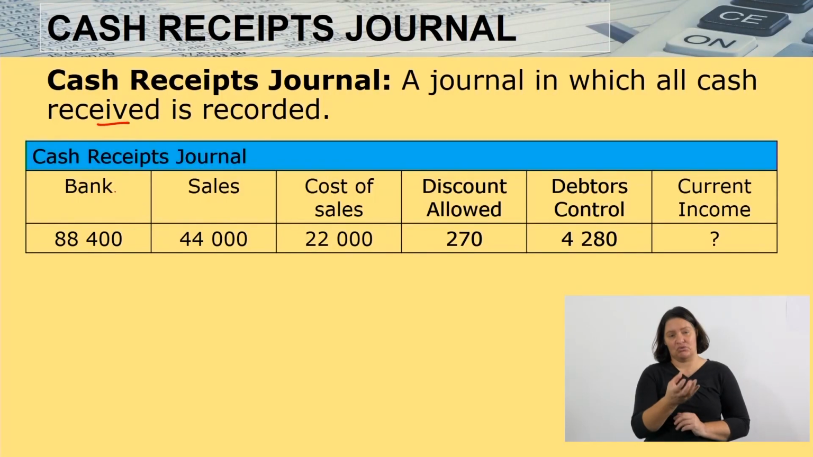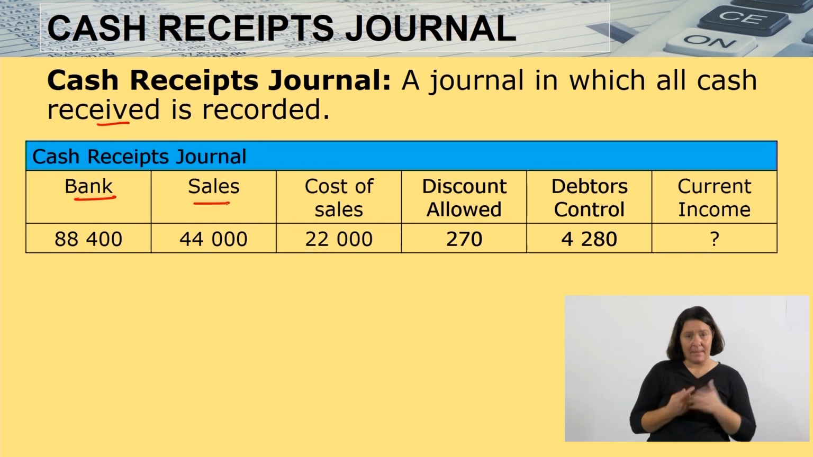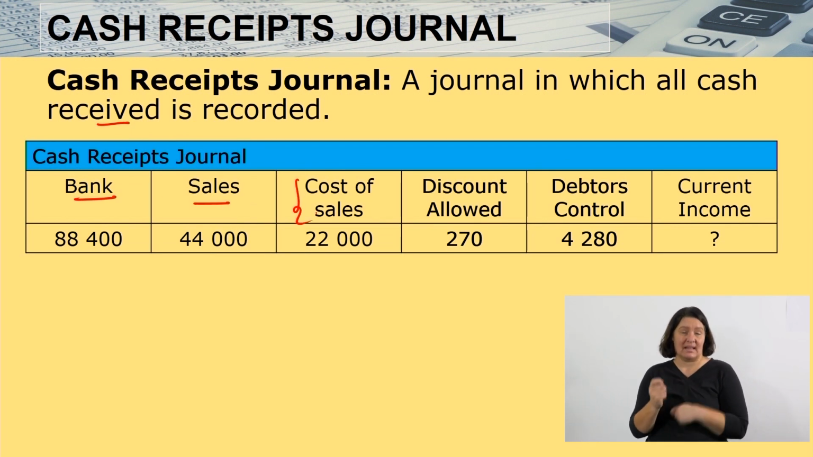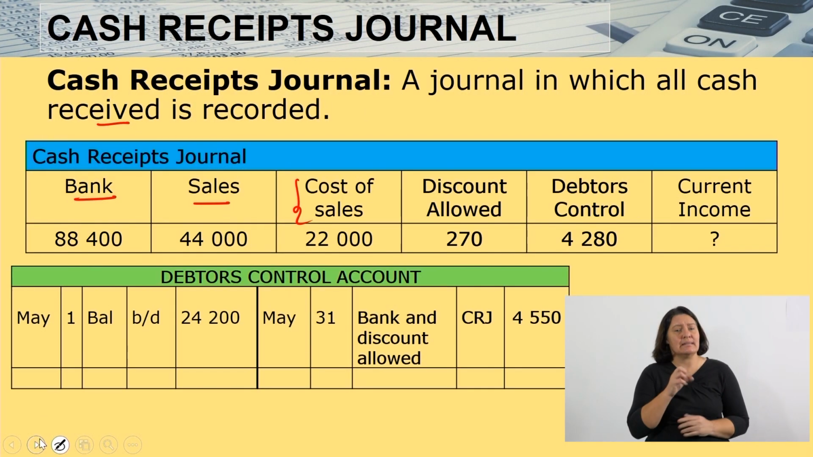Let us then see. Here is my cash receipts journal. So I have my bank, I have my sales, and then I have my cost of sales, my discount allowed, as well as my debtors control amount. Remember, when my debtors pay, I record that amount in my cash receipts journal. I have received some money. How then will I record it in my debtors control?